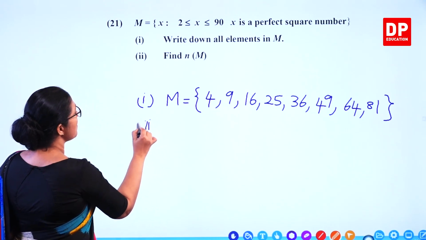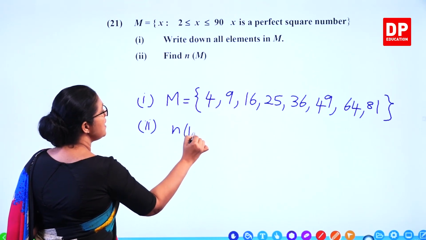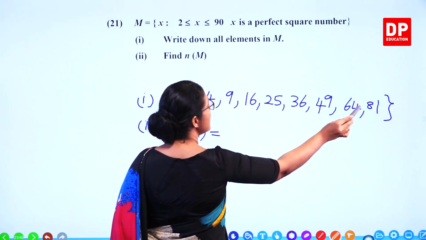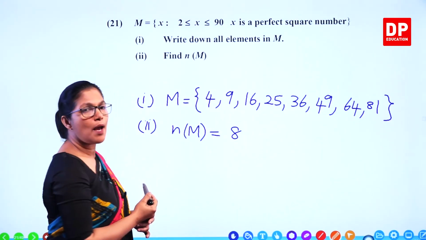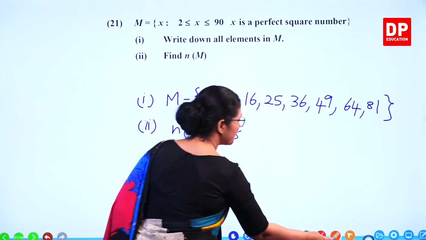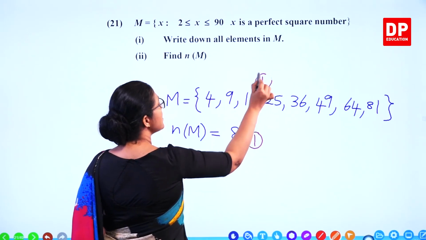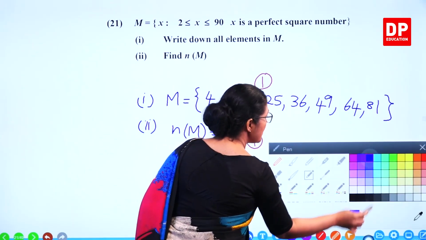How many elements are there? n(M) means number of elements in M. 1, 2, 3, 4, 5, 6, 7, 8. 8 numbers are there. 1 mark for this and 1 mark for writing the elements.